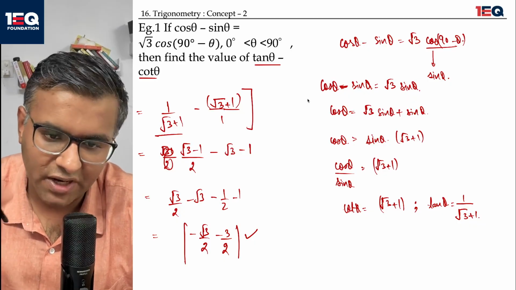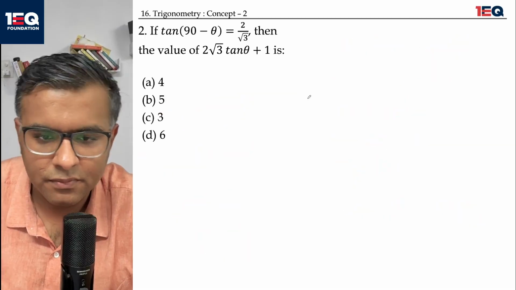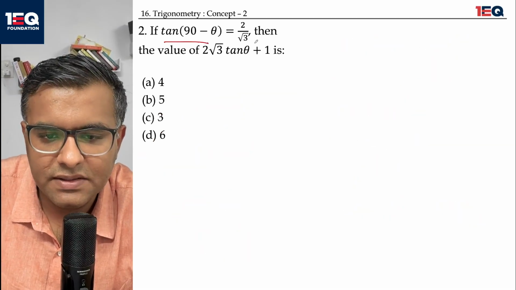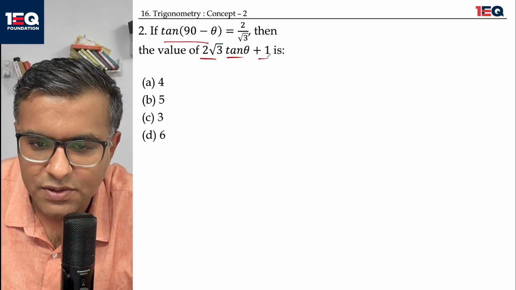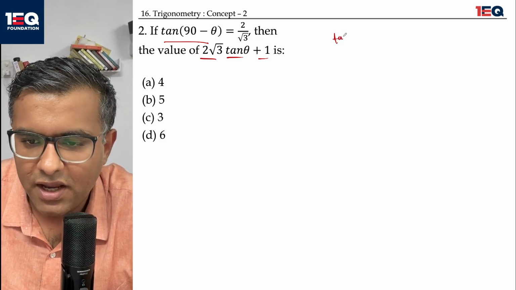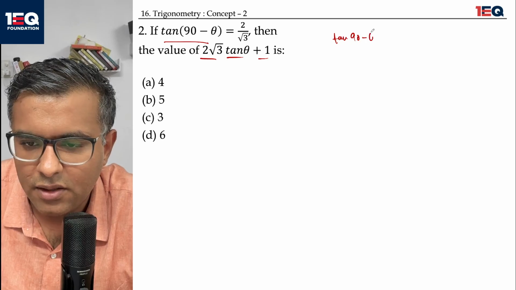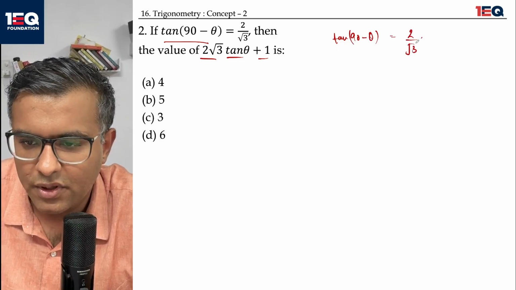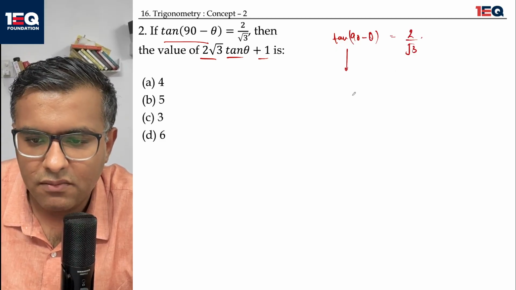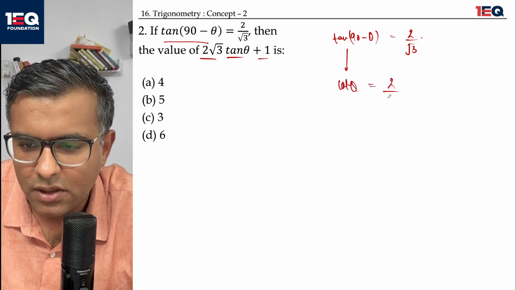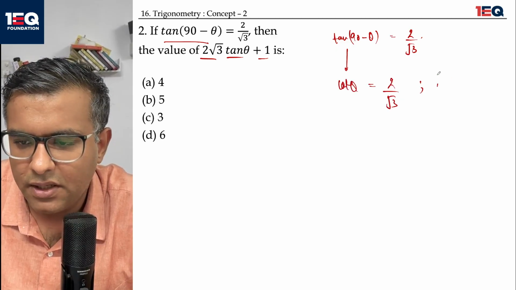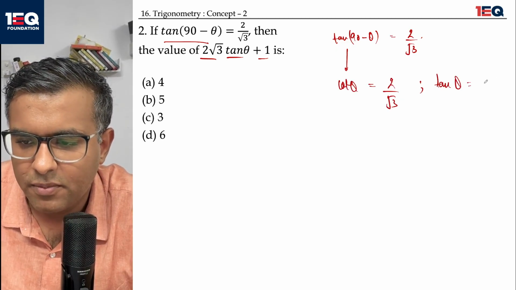So that's what I have done. Moving forward now, if tan(90° − θ) is equal to 2 by root 3, then what is the value of 2 root 3 tan θ + 1? I have tan(90° − θ) as 2 over root 3. Tan(90° − θ) would shift itself to cot θ, so cot θ would be 2 over root 3. Similarly, the value of tan θ would be equal to root 3 by 2.